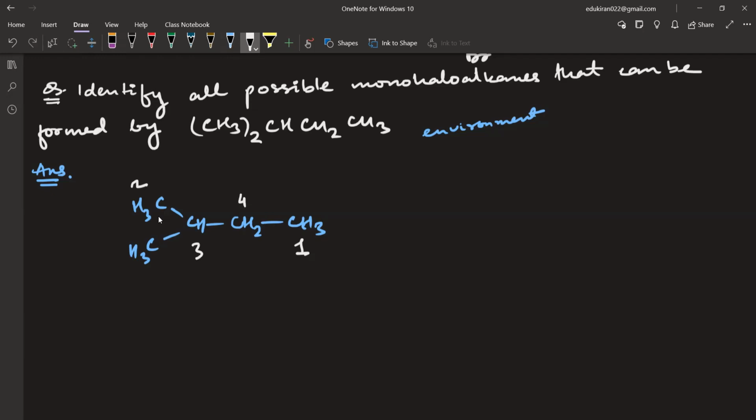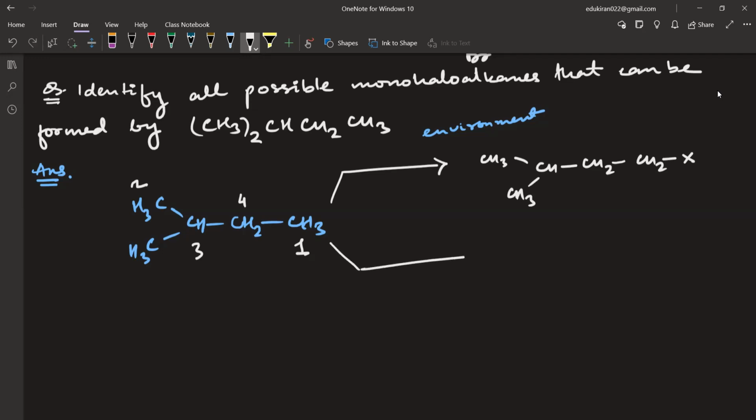Okay. Now, if I remove the hydrogen from the first carbon atom and add a halogen atom, then I will be getting CH3, CH, CH3, single bond CH2, single bond CH2, and then there will be an X. So this molecule is different than the molecule if I attach a halogen atom in the second carbon. First carbon, second carbon, I'm removing a hydrogen and adding a halogen atom. So X, CH2, CH, CH2, CH3, and there will be CH3 here.